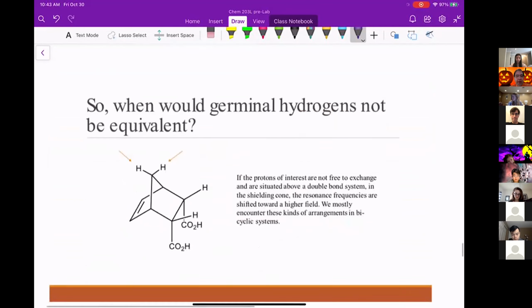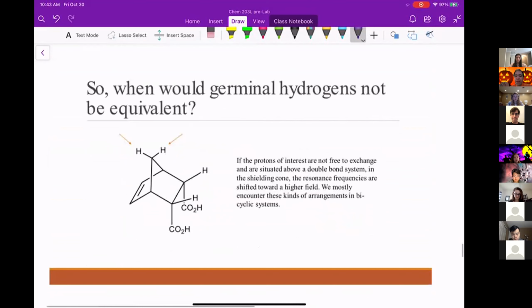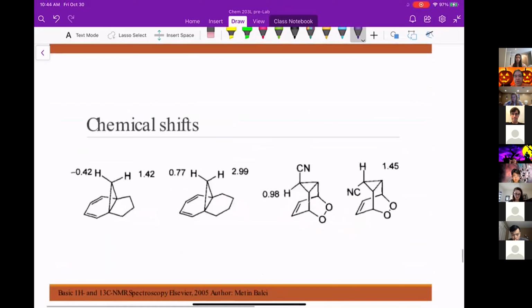Okay. So I already alluded to this, but I wanted to put it in kind of textbook answer format here so you have it to study for. When are geminal protons going to be split and when are they not? If the protons are not free to exchange, and one is above a double bond system and the other isn't, the resonant frequencies will be shifted. We most often see this in bicyclic systems. So if they can't exchange, and they're in different electronic environments because of the 3-dimensional molecule, then they're going to split.